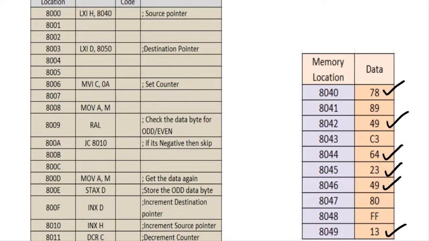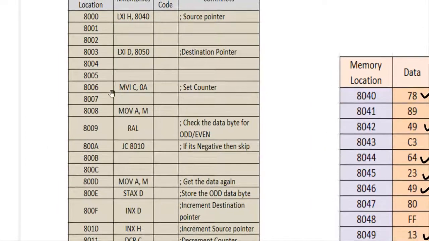Now let us see how we do this program. The first step, of course, is to initialize the source pointer and destination pointer, then set the count, and then bring the data from memory to register A, and then we rotate left through carry.